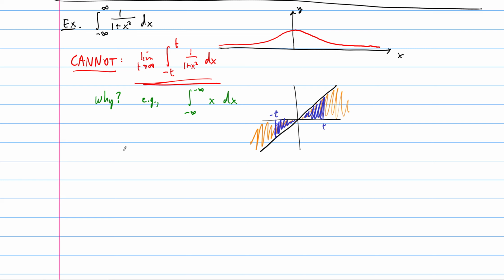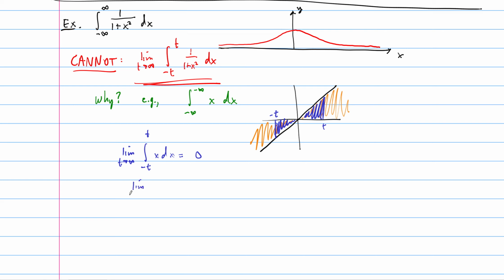So we're going to have that the limit as t approaches infinity of the integral from negative t to t of x dx is just going to equal 0. Because by symmetry, this is a positive area, and this is the same shape below the x-axis, so that's negative. But that can't be right, because look at this.